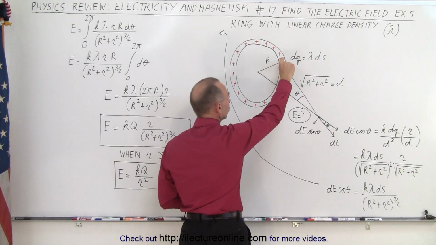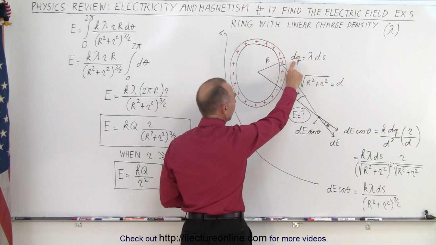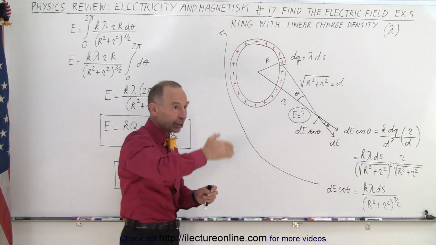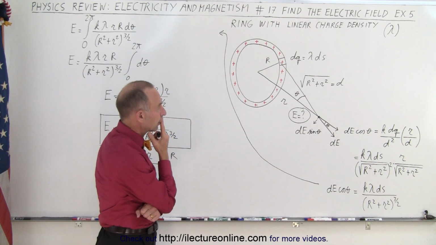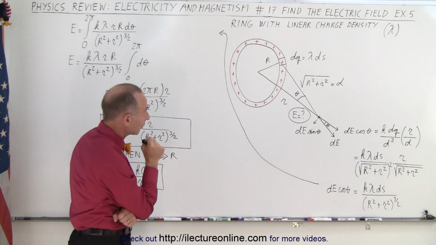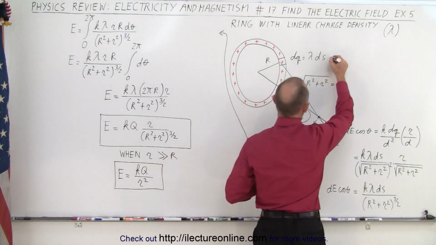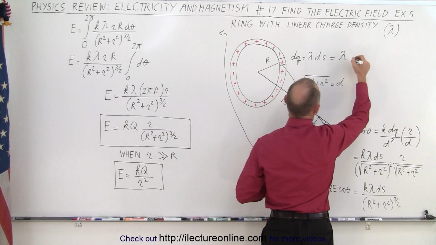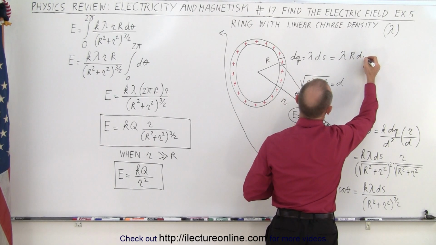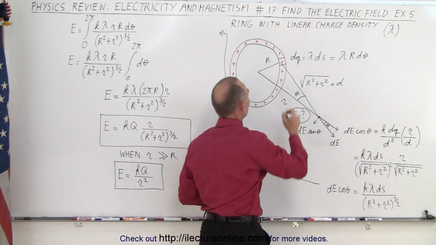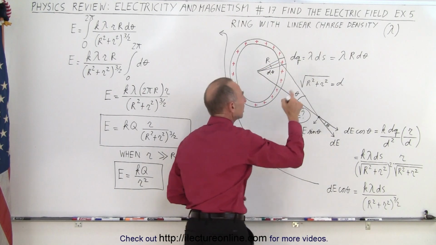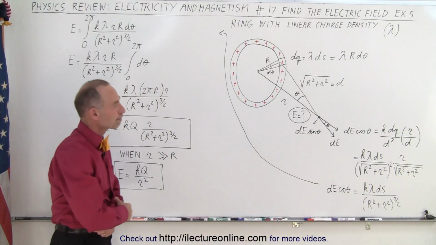And then if we take a small charge segment, dq, that can be found by taking the linear charge density and multiplying it times the arc length, ds. Now, ds is going to be R d theta. So we'll get there in just a little bit. Might as well write it out here. So this is equal to the linear charge density times the radius of the circle times d theta. That would be a small little angle d theta right here.